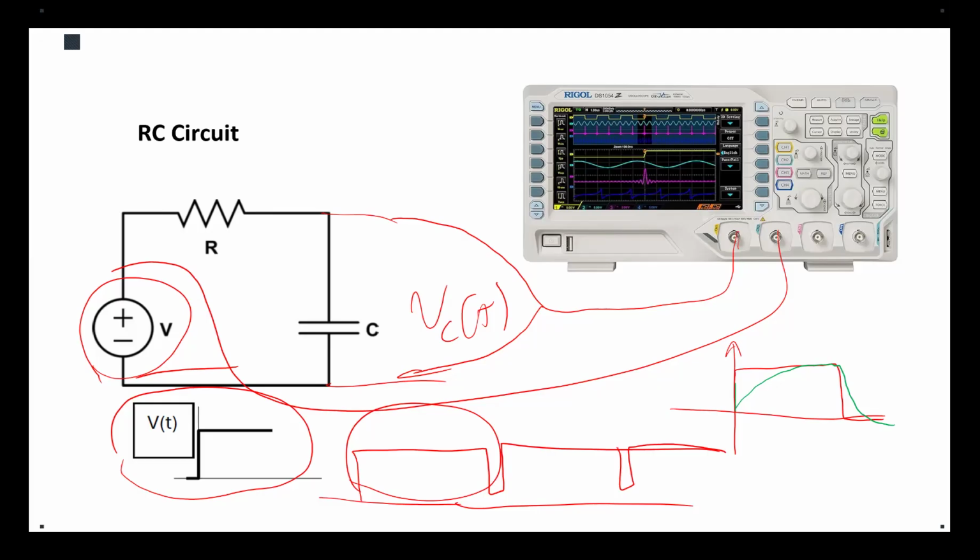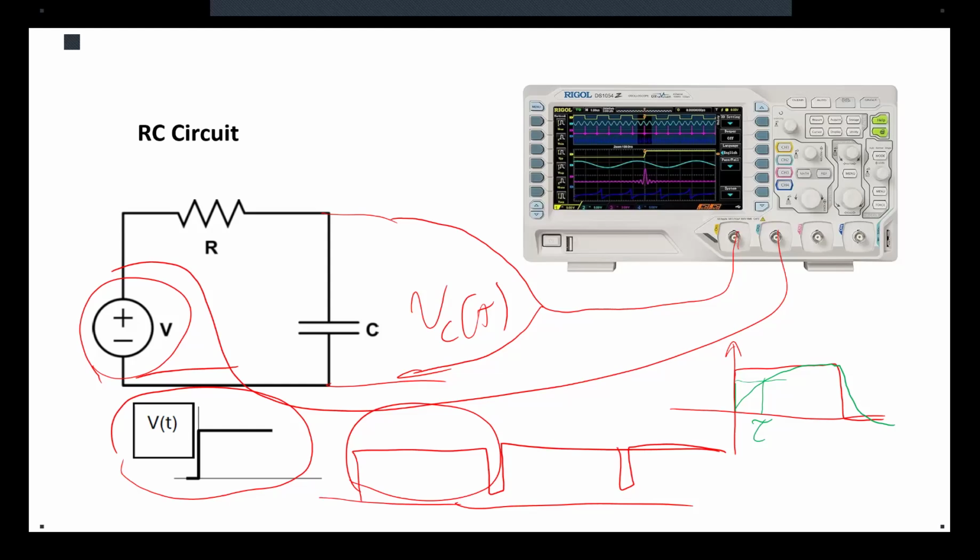So what is the 63%? It is going to be 0.63. So when you reach 0.63 volt, let's say here, then your time is going to be 1 tau. Are you good? Now, how to find this?